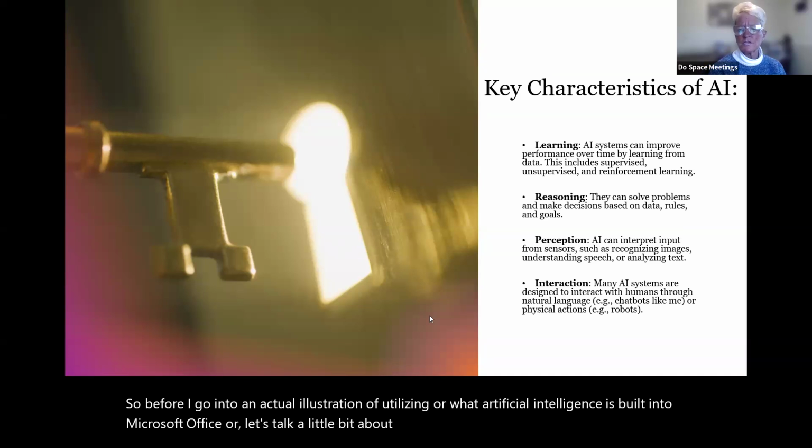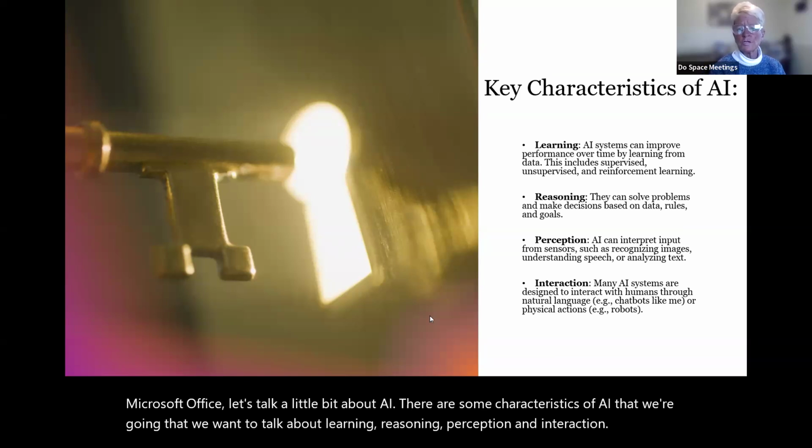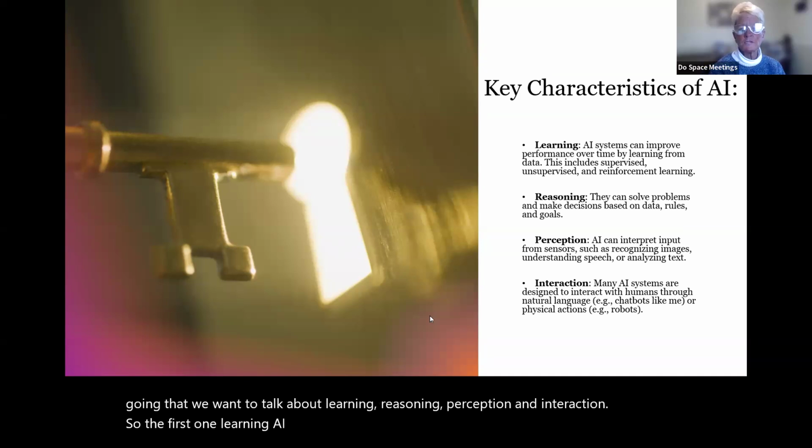There are some characteristics of AI that we want to talk about: learning, reasoning, perception, and interaction. So the first one, learning. AI systems improve performance over time by learning from data. This includes supervised and unsupervised and reinforced learning.